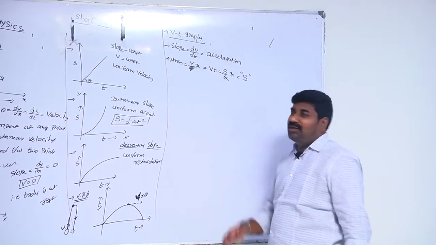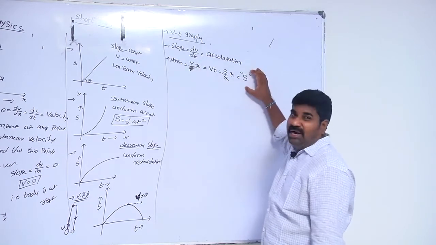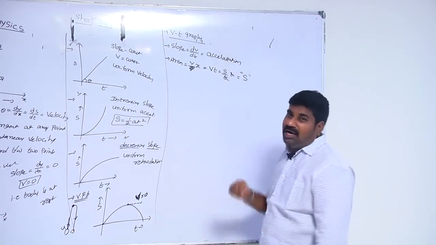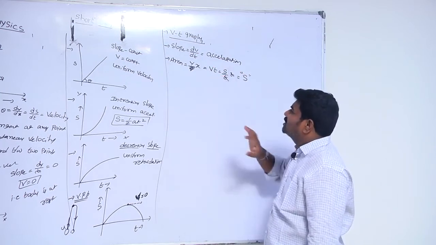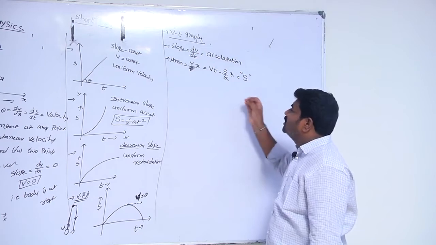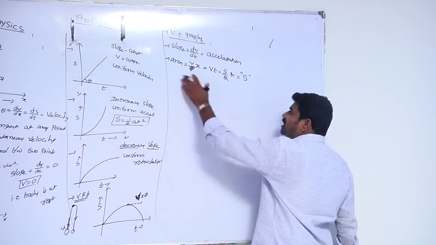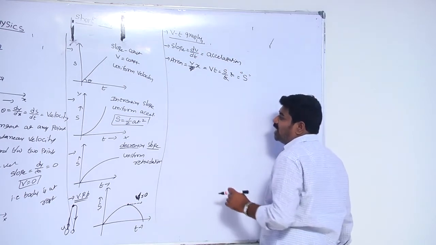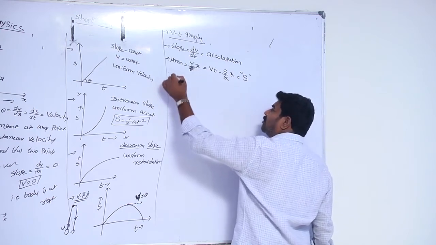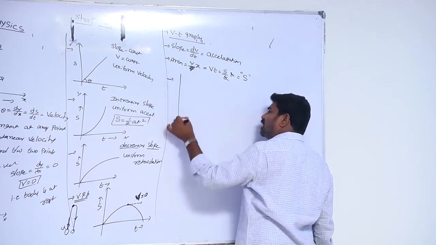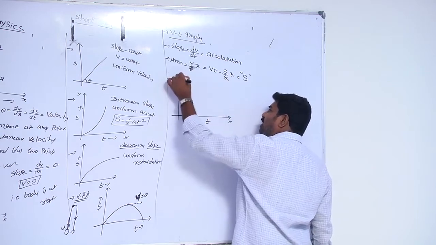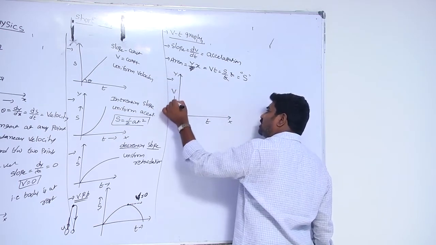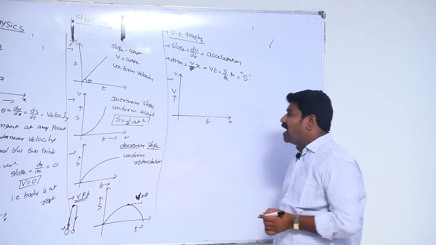Area under the velocity-time graph gives the displacement. Slope of the velocity-time graph gives the acceleration. This is about the VT graph. In this velocity-time graph, time is the independent variable taken along the x-axis, and velocity is the dependent variable taken along the y-axis.